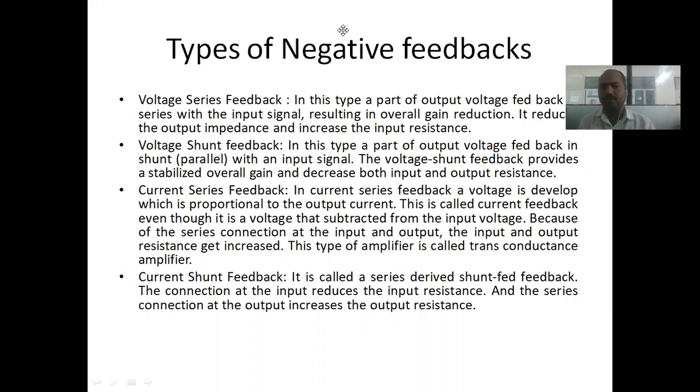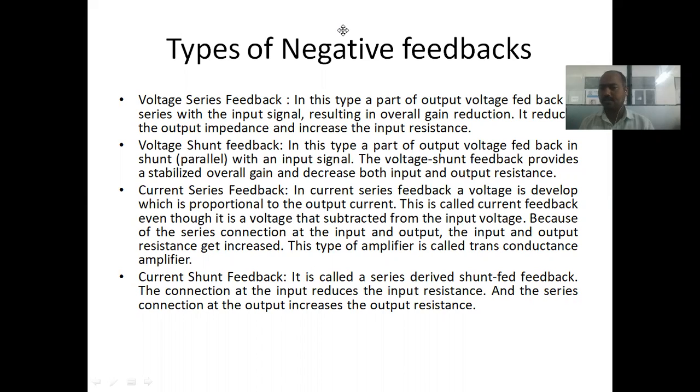Let me explain the positive feedback within a minute. We discussed two types of feedback, positive feedback and negative feedback. When we apply the input, the output comes, and some part of the output is again applied to the input. That is nothing but feedback. This relates only to feedback.